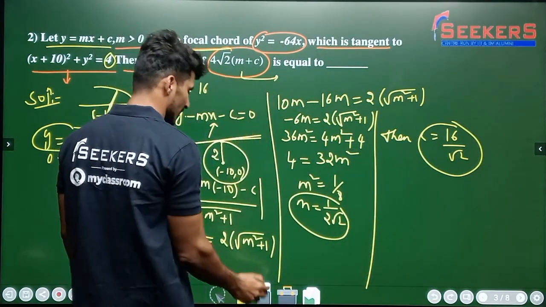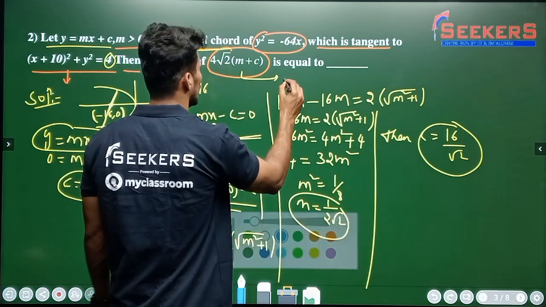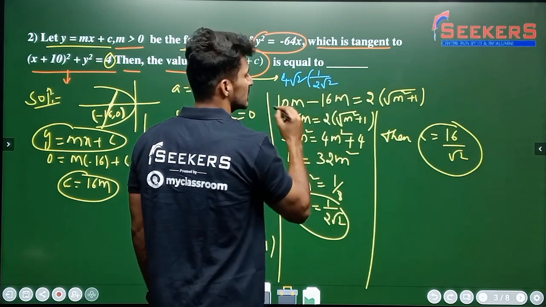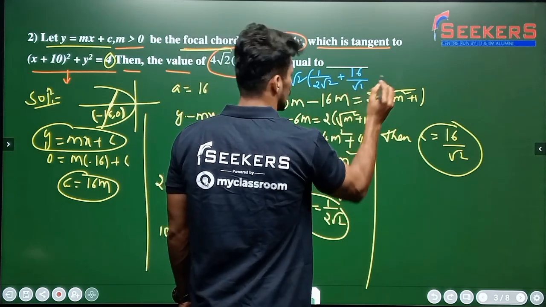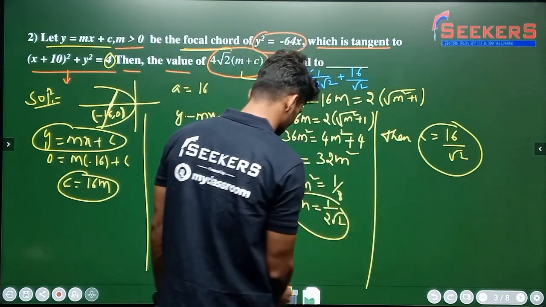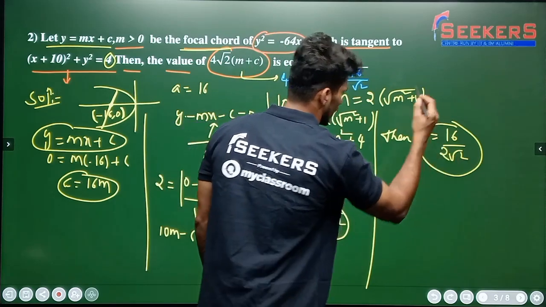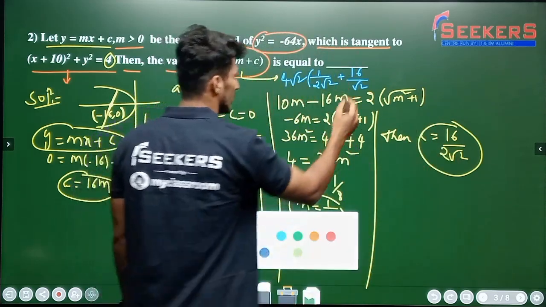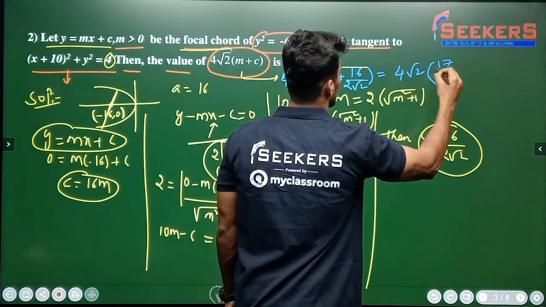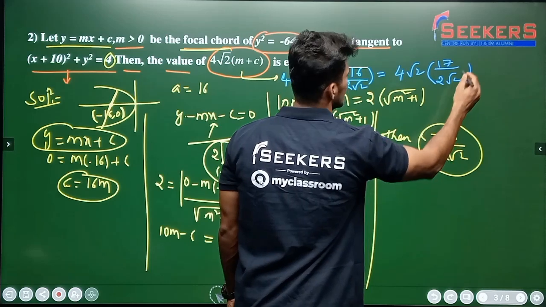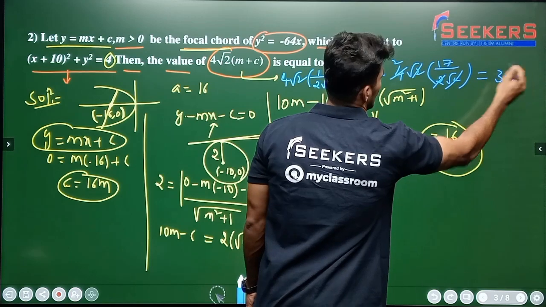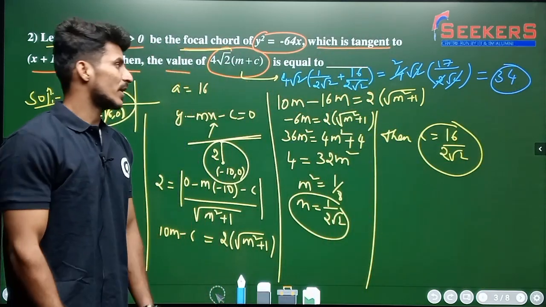Now can't you find out this? Very simple, we can find this out. Look at this, 4 times root 2, the m value is 1 by 2 root 2, and the c value is 16 by root 2, sorry, 16 by 2 root 2. Then 16 by 2 root 2 means 2 will be coming here, then 4 root 2 into 17 by 2 root 2. Root 2 will get cancelled, 2 ones are 2, so the answer is 34. This is how we find it.